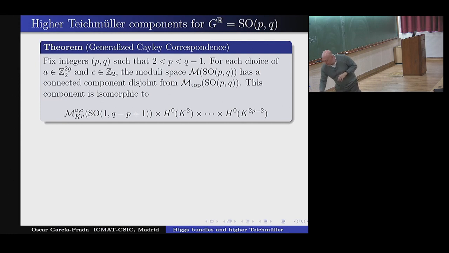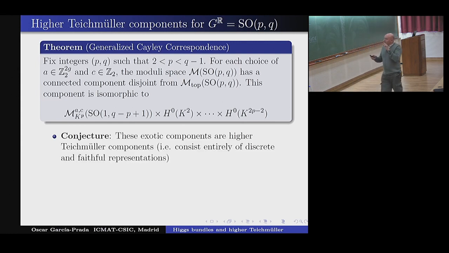And so now, it's still a conjecture that these exotic components are higher Teichmüller components, i.e. that they consist entirely of discrete and faithful representations. Still not known, except that I will tell you that it is almost clear, and I will make this precise. So it depends on a more general statement that I will make, right?